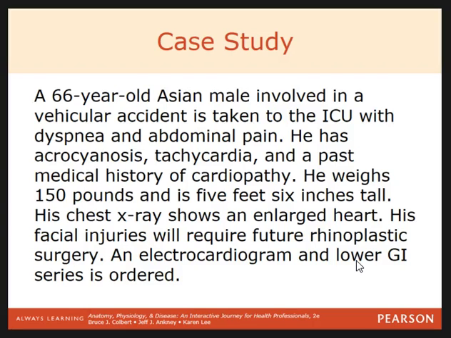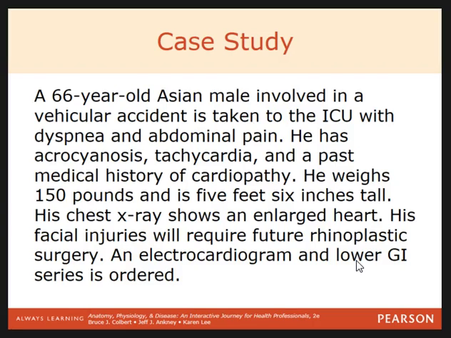All right, now a case study with a few questions. These are critical thinking. We need to think, apply what we've learned in the chapter. A 66-year-old Asian male involved in a vehicular accident is taken to the ICU with dyspnea and abdominal pain. He has acrocyanosis, tachycardia, and a past medical history of cardiopathy.